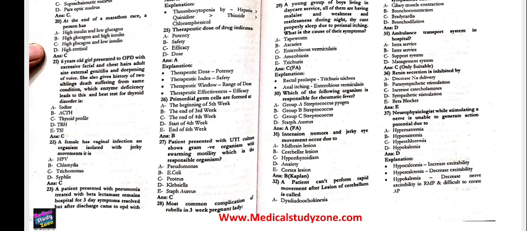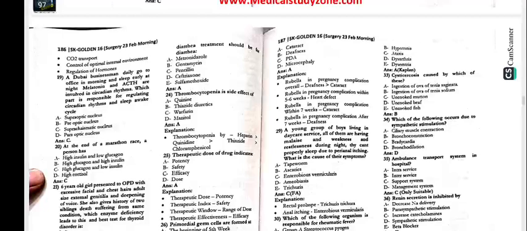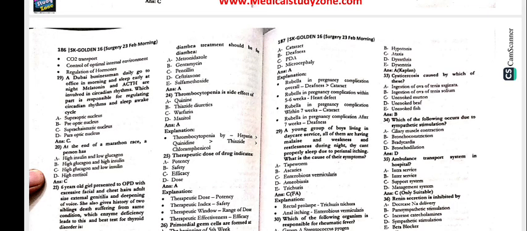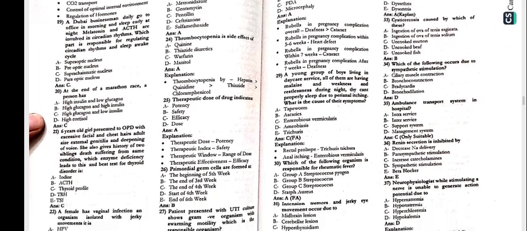27, patient presented with UTI, culture shows gram-negative organism with swarming motility. What is the responsible organism, that is the Proteus. 28, the most common complication of rubella in a 3rd week pregnant lady is alpha, cataract. 29, a young group of boys living in a daycare service, all of them are having malaise, weakness and restlessness during night. They can't sleep properly due to perineal itching. What is the cause of their symptoms, that is going to be Enterobius vermicularis.